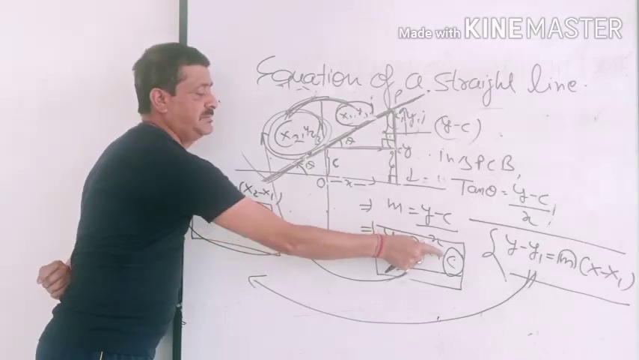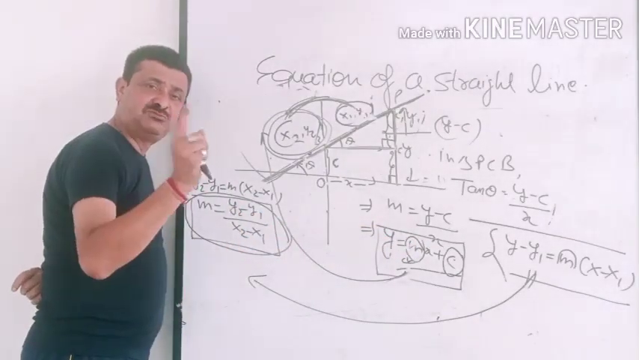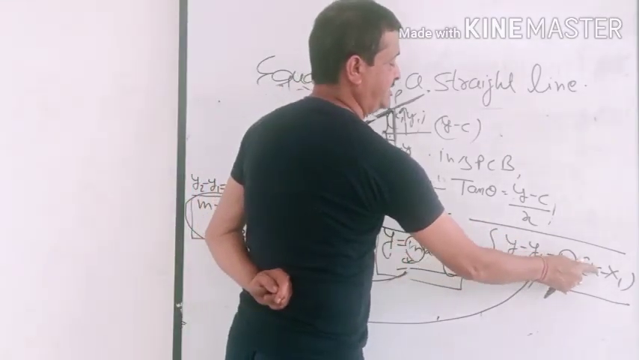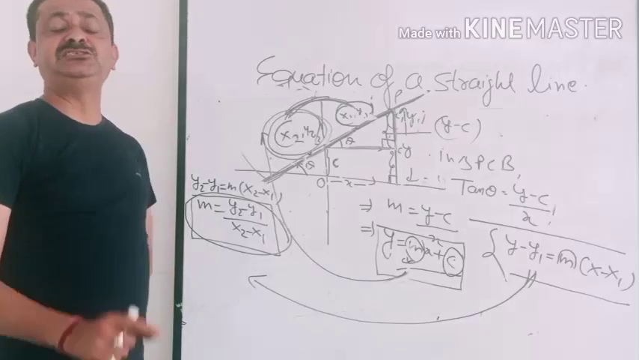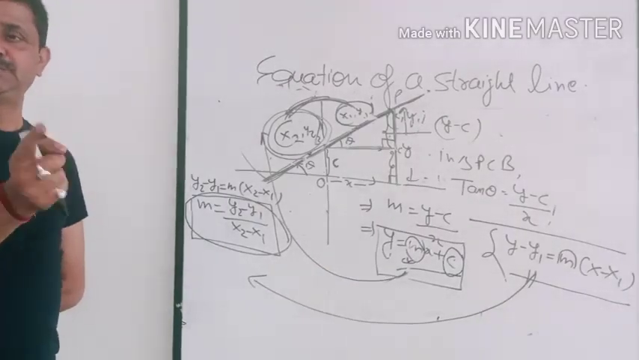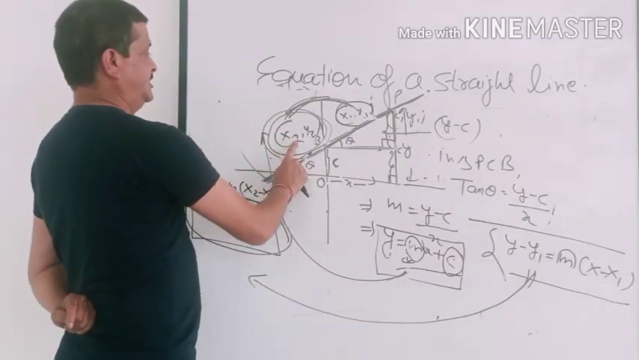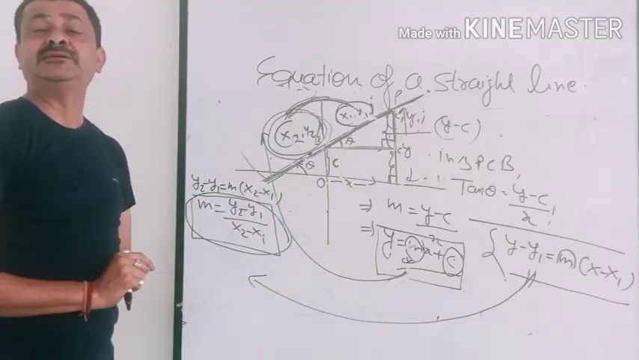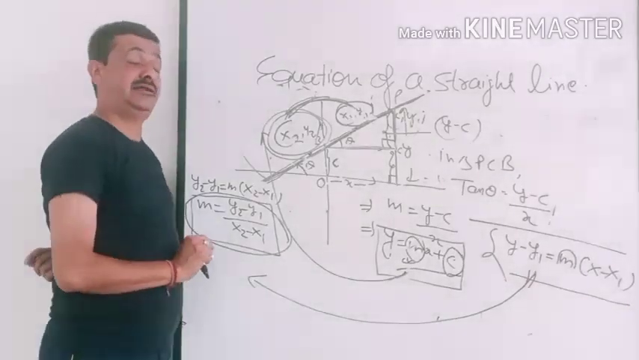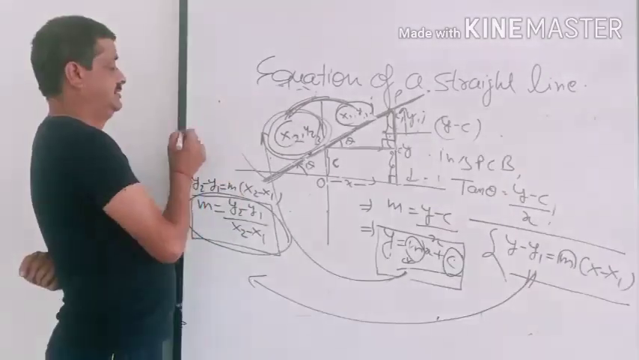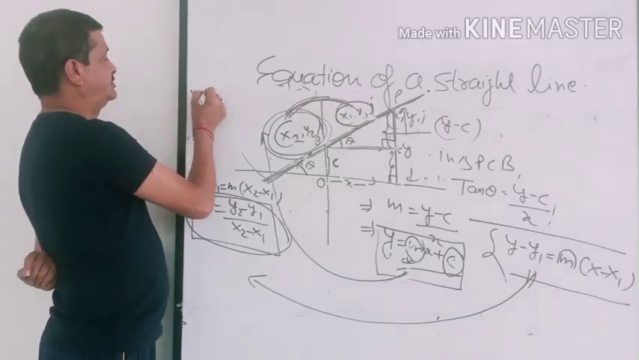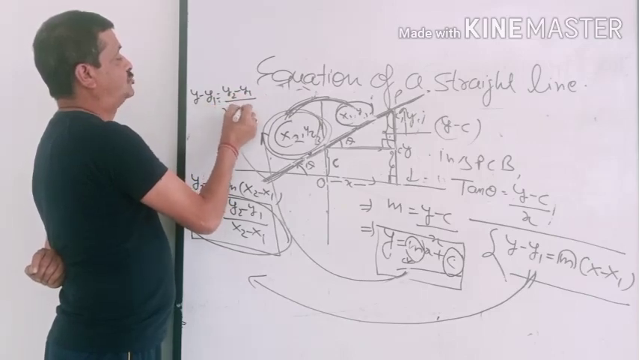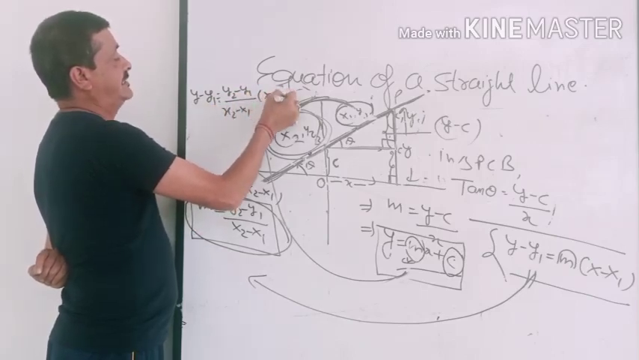So we have three forms of a line which we have to remember. Number one, y is equal to mx plus c, where m is the slope of the line and c is the y intercept. Second, y minus y1 is equal to m times x minus x1, where x1, y1 is a particular point and m is the slope. And third, if you know two points on a line, x1, y1 and x2, y2, the equation of the line can be taken directly: y minus y1 is equal to y2 minus y1 upon x2 minus x1 into x minus x1.